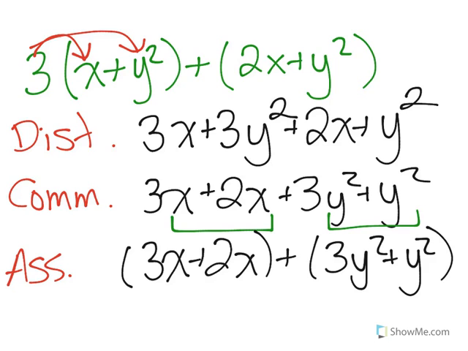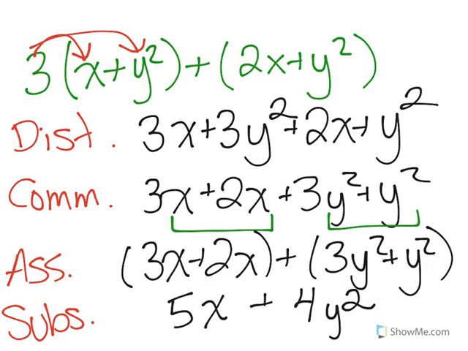And now last we have substitution. And we can just add 3x plus 2x is 5x. And 3y squared plus y squared is 4y squared. And this is our answer.